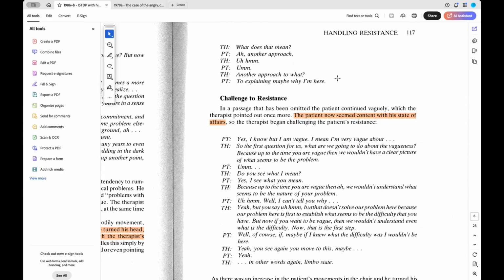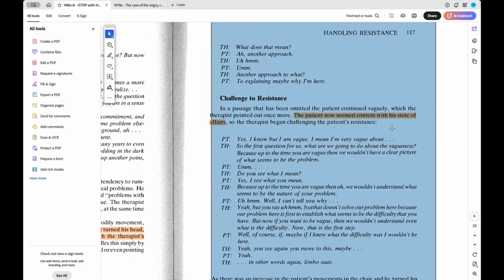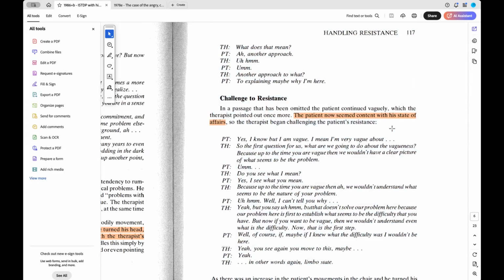So here now, Davanloo comments that the patient now seemed content with his state of affairs. So the therapist began to challenge the patient's resistance right here. Okay. This is ever so critical. Let's sink our teeth into this. This is so critical.